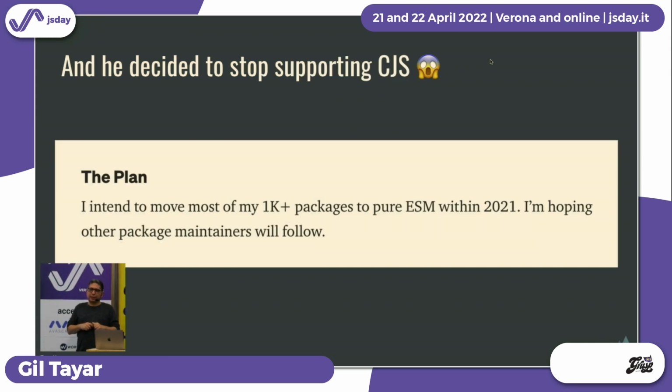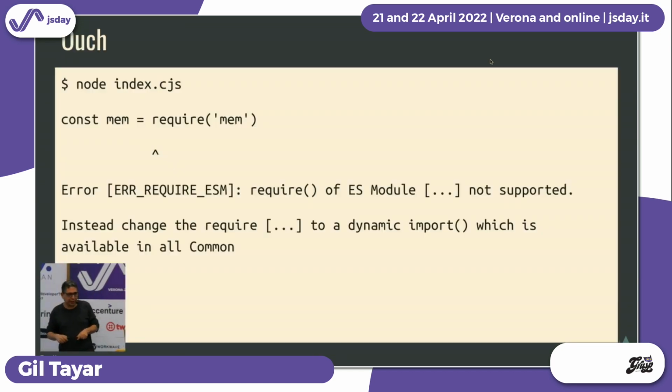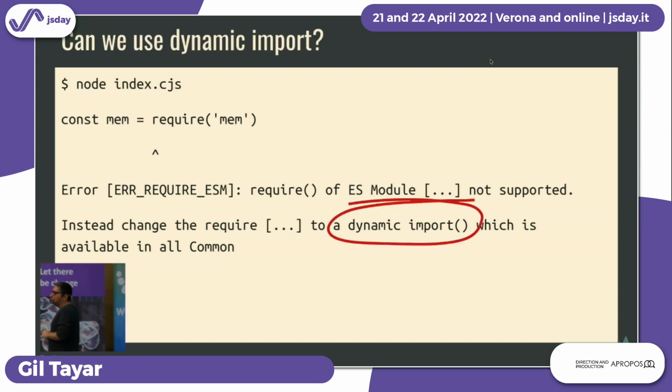And at the start of last year, even a bit before, he wrote a blog post: I intend to move most of my 1K packages to pure ESM with 2021. He did that. Almost all of his packages are pure ESM, no more CommonJS. So version 8 is CJS, version 9 is ESM only. What happens when all of you upgrade to version 9? Boom! You can't require an ESM package. You just can't. And it shows an error, which says that.